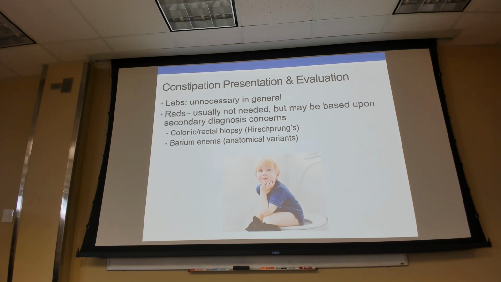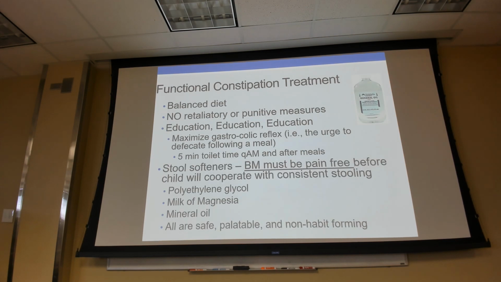I need to be thinking about Hirschsprung's. So in that case, that would be a biopsy. Or if I thought, there's something wrong here with the anatomy, so something isn't matching up, and I need to really look at the anatomical structure as opposed to the physiologic functional structure.